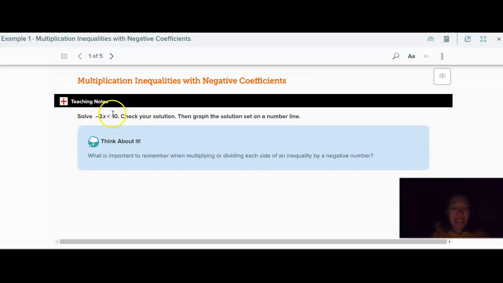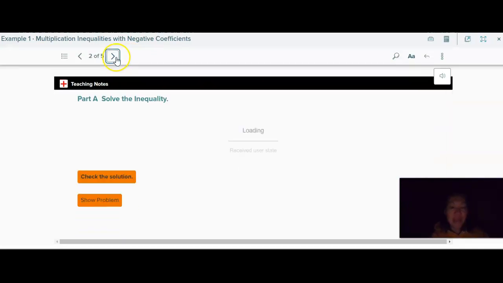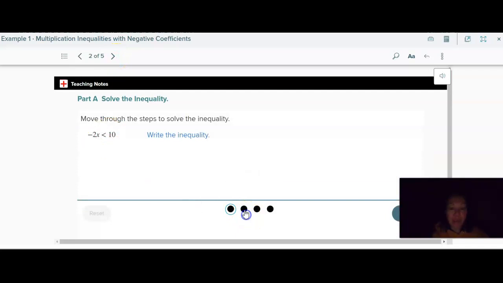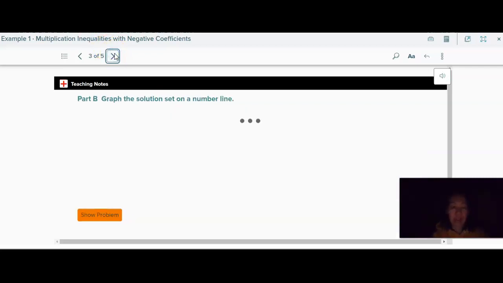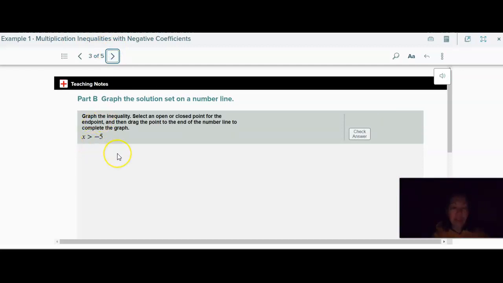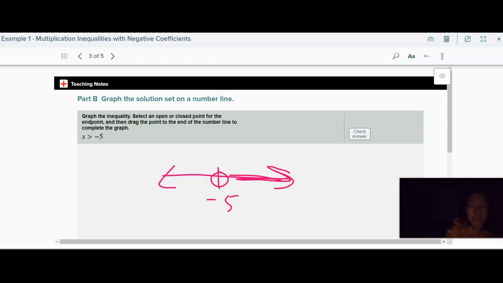For instance, if I want to solve this inequality and get x by itself, what do we have to do? We have to divide both sides by negative 2. But because we're dividing an inequality by a negative number, our final answer is x is greater than negative 5. So you have to flip the symbol when you multiply or divide by a negative number. When we graph it, we put negative 5 with an open circle and an arrow to the right.